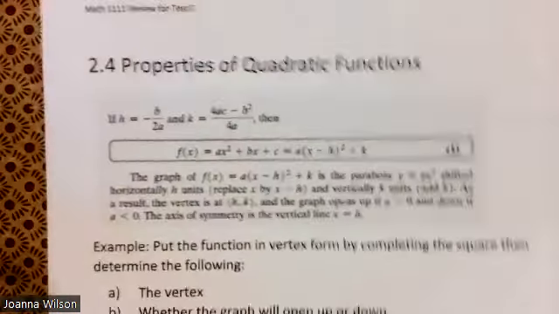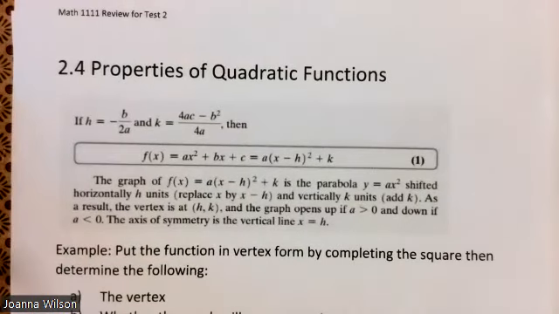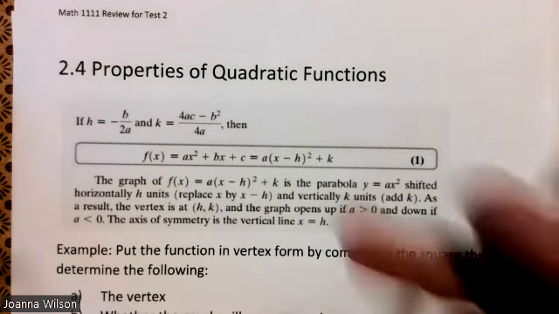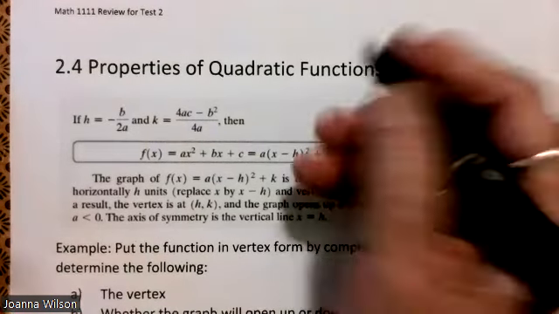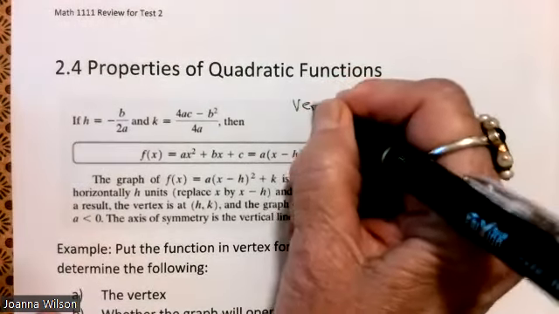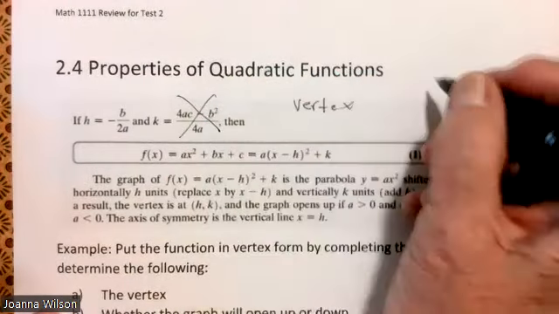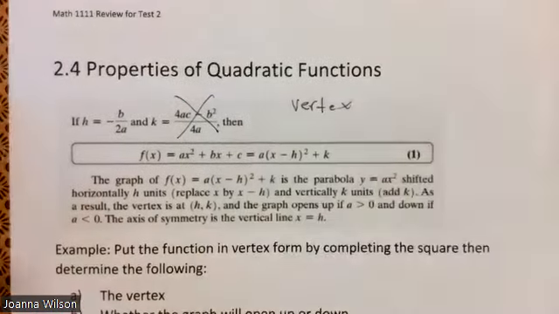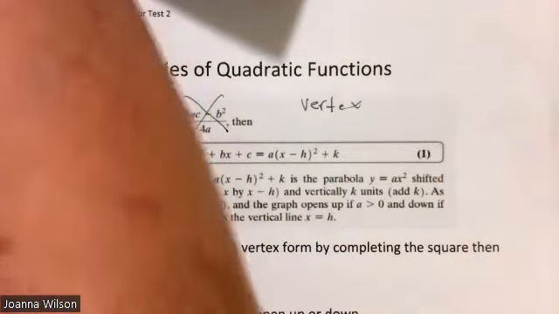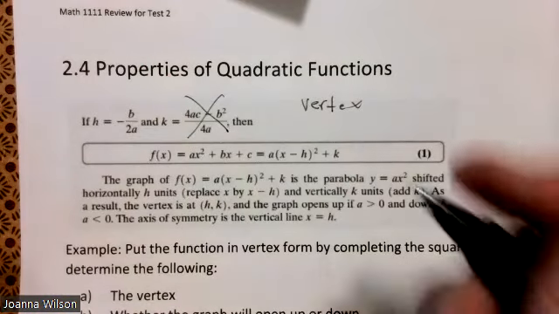Properties of quadratic functions. And this is 2.4. We're going to be talking about the vertex. And I don't really remember it this way. So for the vertex, let me make sure this is the next thing I was doing here. Yeah, I think so. All right.